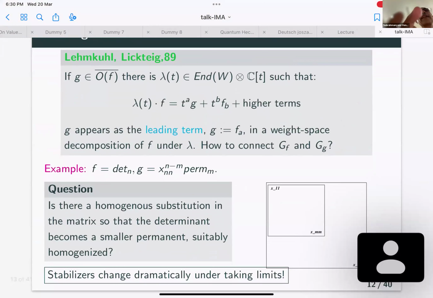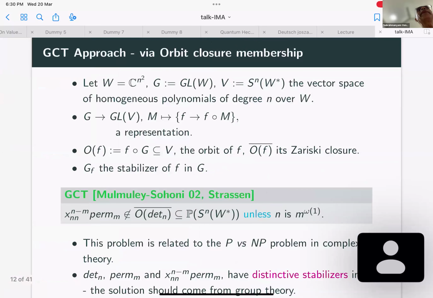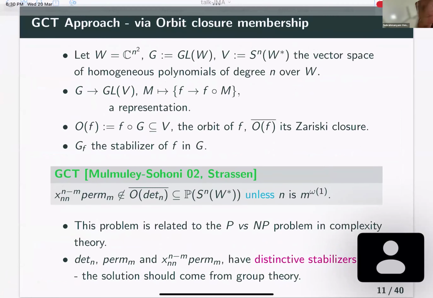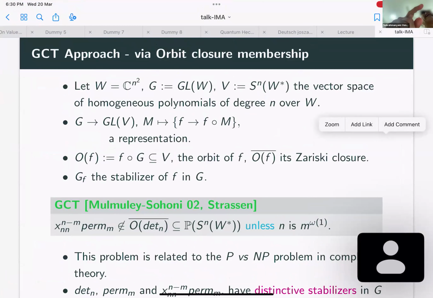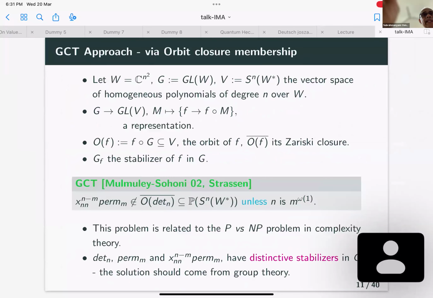So is the approach that GCT lays down clear? Please interrupt me if you have questions. What was the definition of distinctive stabilizer? Let me do it for the determinant. For the determinant, I can write down what the stabilizer is precisely. Then if I look for any other polynomial in this vector space V that has the same stabilizer, the only ones are the determinant multiplied by a constant. Any other questions? Then should I go ahead?